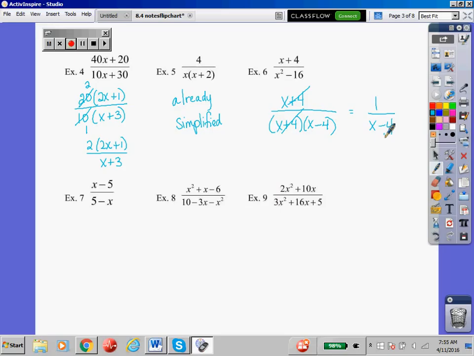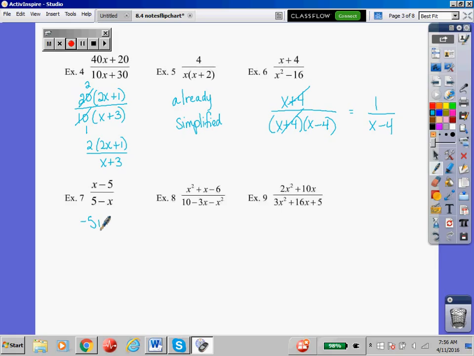So in example 7, I have x minus 5 over 5 minus x. So this does not cancel as a straight 1. Okay, it does not cancel to 1, but it actually is going to cancel. And let me show you how.